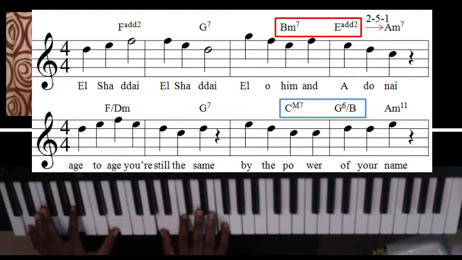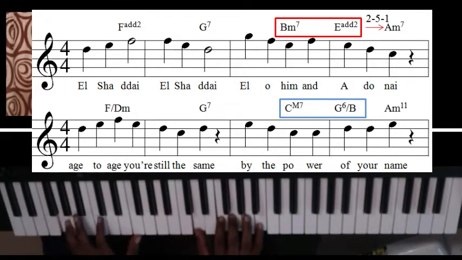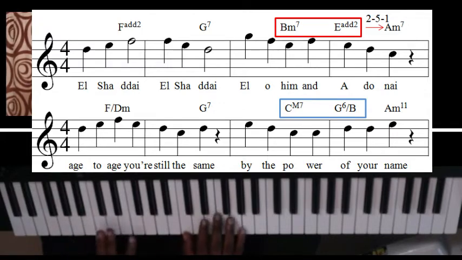Before we get to the A minor 7, H to H. This is F/D minor, playing D minor as the bass, and then F major on the right hand. H to H is still the same. This is another passing chord.